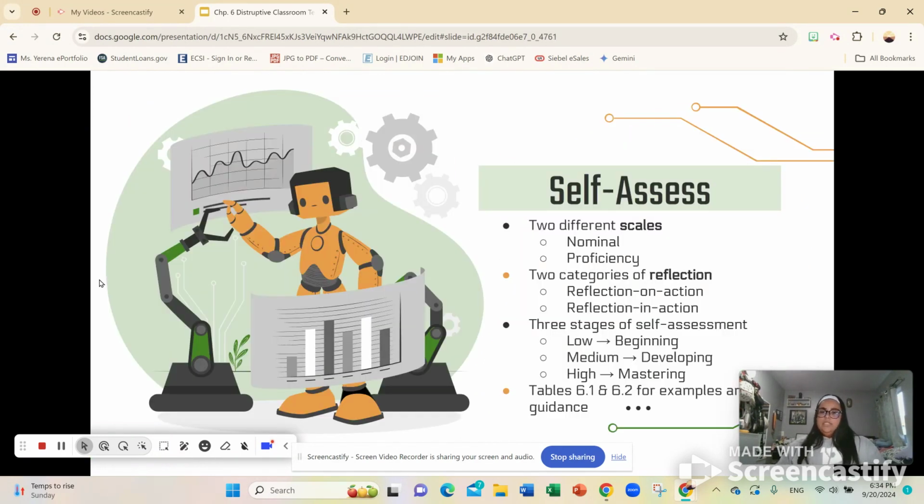Starting with the very first step, the chapter goes into what self-assessment looks like and what self-assessment can be for educators. There are two different scales that are described at the beginning, the nominal scale and the proficiency scale. The nominal scale, I think of numbers, so it's a number-based 3-point scale where teachers can track goals and monitor their progress, which is very much the style that Magana uses in the tables he provides in this chapter.